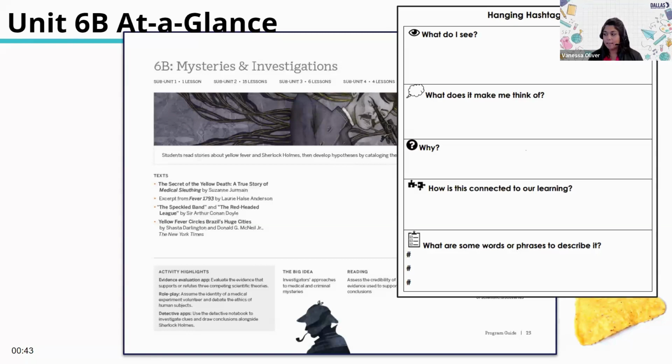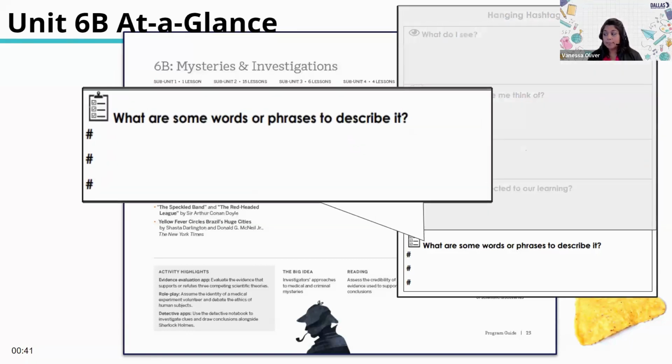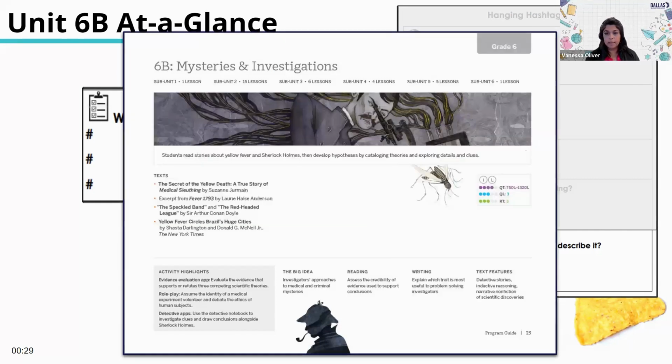Okay, so for today, we're going to focus on the images and content on this poster. And then you're going to create hashtags about the information. Okay, so looking at this poster, I see a mosquito. I see a detective, a microscope. I see a man looking like he's from some part of history and something that kind of looks like test tubes with something yellow coming out of it. Okay. And if I look at the content, I see text read. We're reading about the Yellow Death. We're reading about Fever 1793, and some Sherlock Holmes excerpts as well.